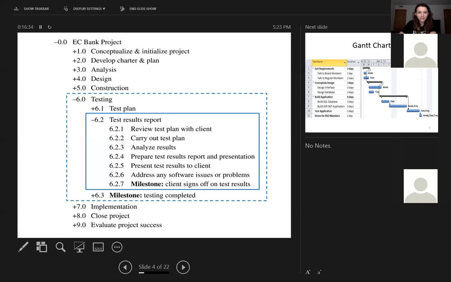Yeah, so is what's in the square kind of corresponding to the last slide where we were talking about executing the plan, and then the numbers on the left remind me of the numbers we saw earlier from the schedule? Exactly. So good observations, Alex. This is a work breakdown structure. You got it. The project, which is the EC Bank project, has been broken into 9 phases.